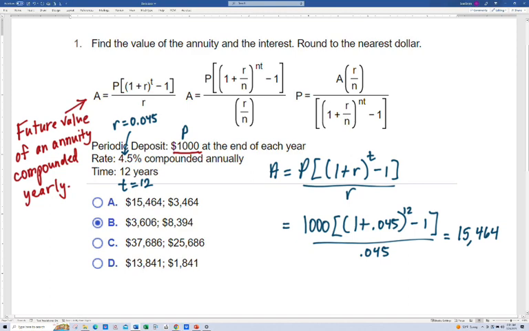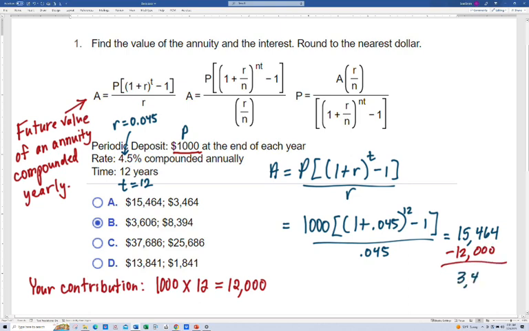So now we need to find the interest. That was the other thing we were asked to find. And so to figure out the interest, first of all, you want to think about how much did you contribute to this amount, this $15,464. Well, your contribution is you're paying $1,000 at the end of the year for 12 years. So you contributed $12,000. If you subtract that from the $15,464, then you get your interest.